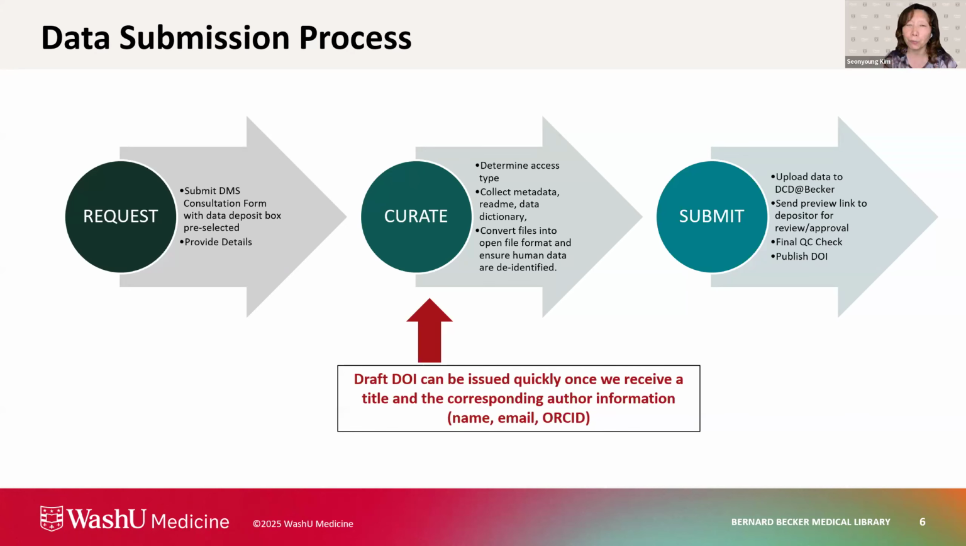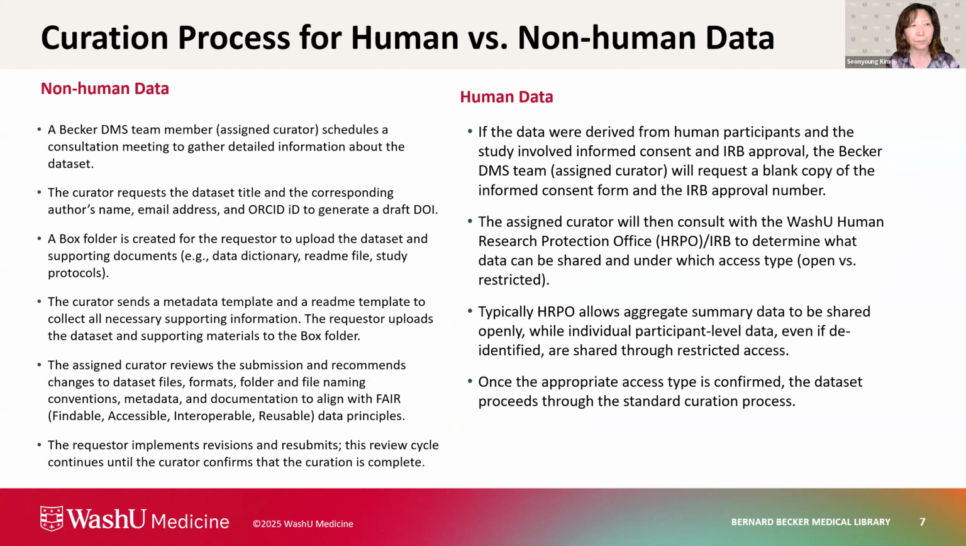And we generate the preview link, and then we send it to the depositor to make sure they're okay with everything. So sometimes we have to revise again, or if they approve, it's good to go. Then we go to the final stage, which is the QC check. So we have a QC manager make sure everything looks good. If that passes, then we publish. That's how the process works.